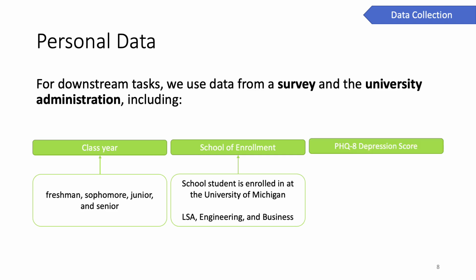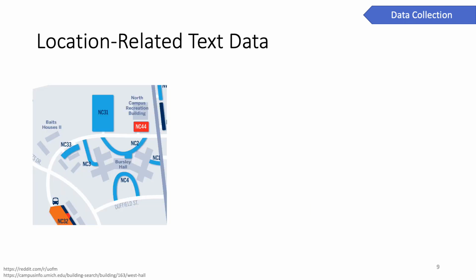And then finally, we have the PHQ-8 depression score, and this is processed according to a clinically validated algorithm. For this, we do have the entire PHQ-8 survey embedded in the survey that we give to students. We also collect text that is related to locations, and this is what we use for our text-based representations.